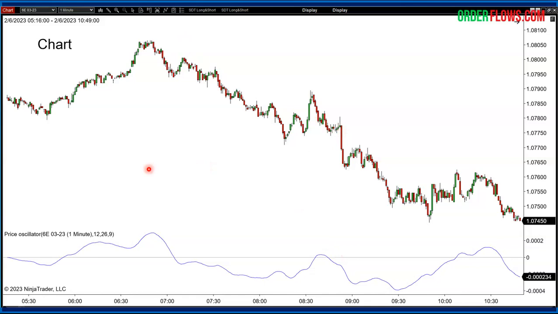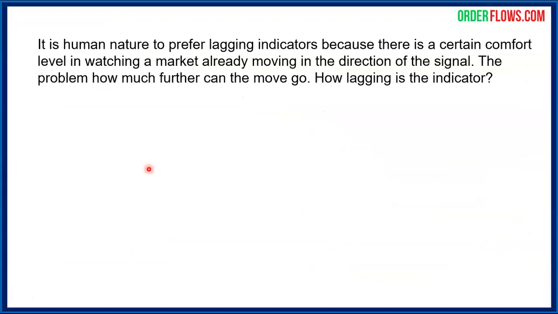So, again, it's human nature to prefer lagging indicators because there's a certain amount of comfort in watching the market already moving in the direction of the signal. The problem is, how much further can the move go? How lagging is the indicator? And you don't know until the move is done.